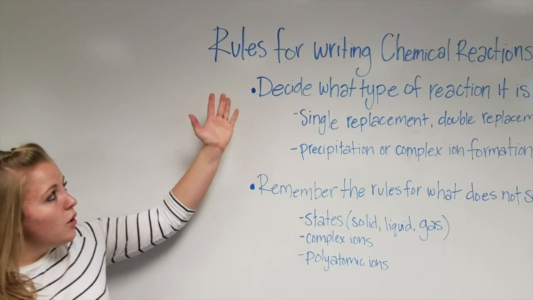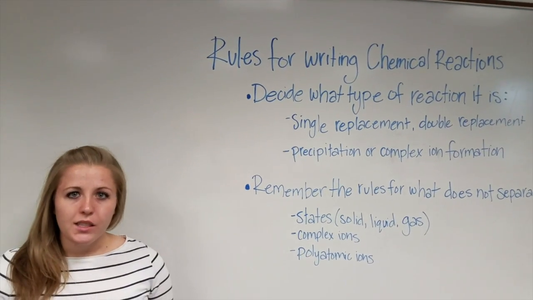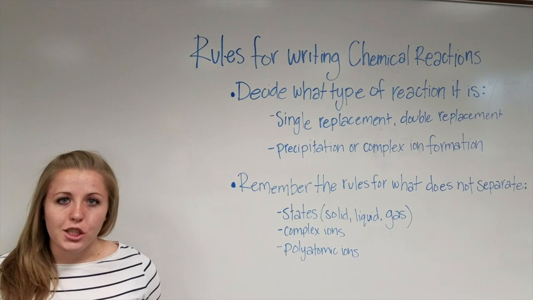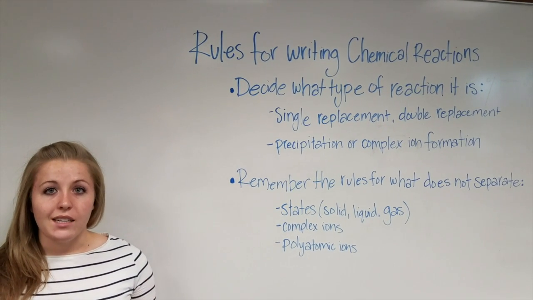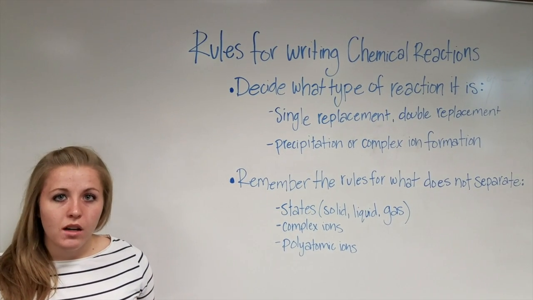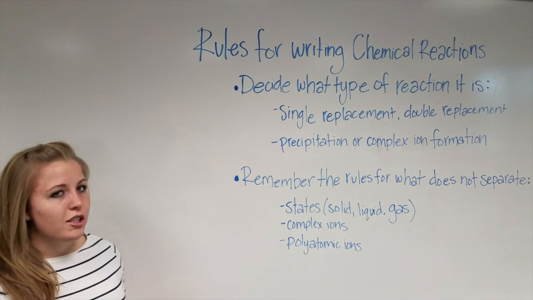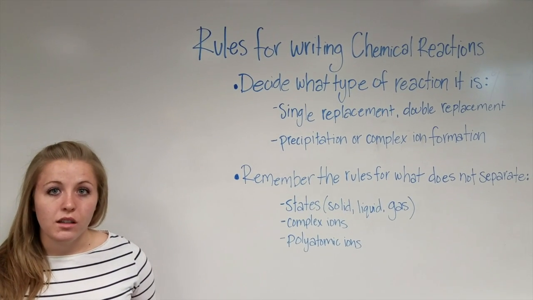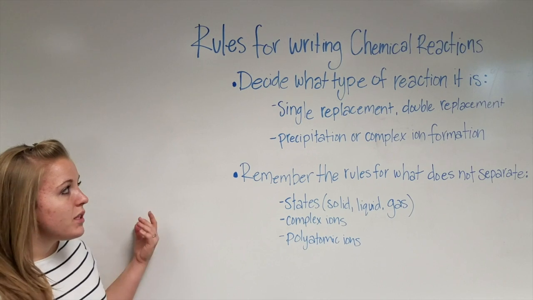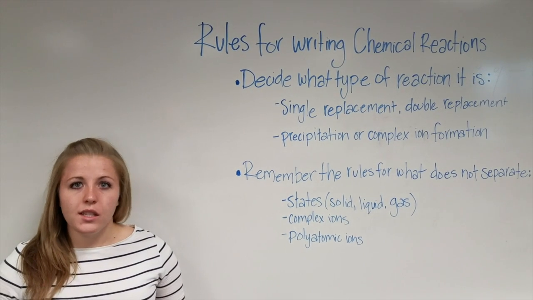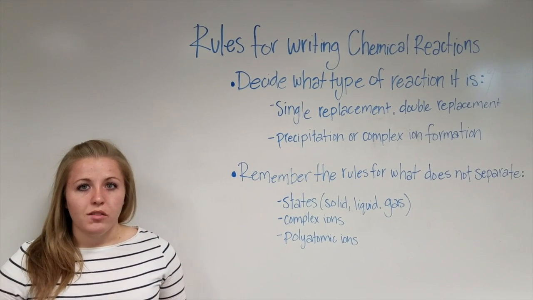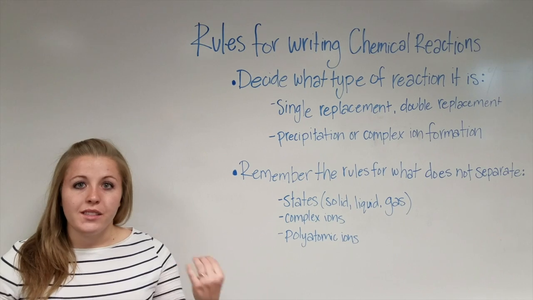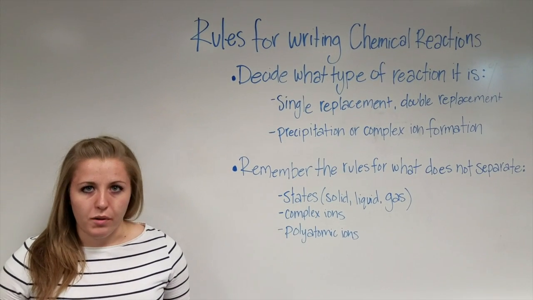These include, we need to decide what type of reaction we're dealing with. Is it a double replacement reaction where both reactants switch to form two separate products? Or is it just a single replacement reaction where one switches to form a separate product on the other side of the reaction? We also need to decide if it's a precipitation reaction where a precipitate is forming, or if the reaction favors complex ion formation, where a precipitate is dissolving and a complex ion is forming.